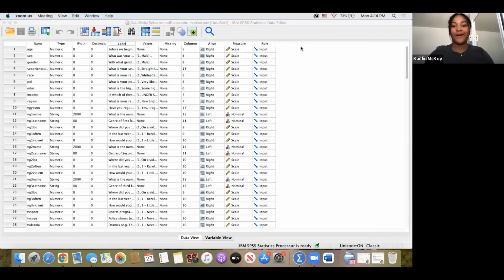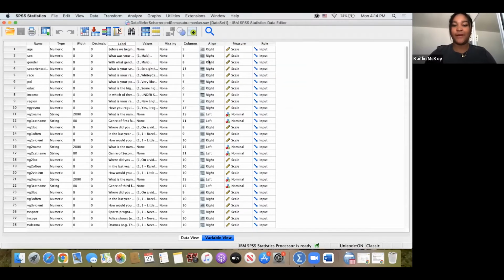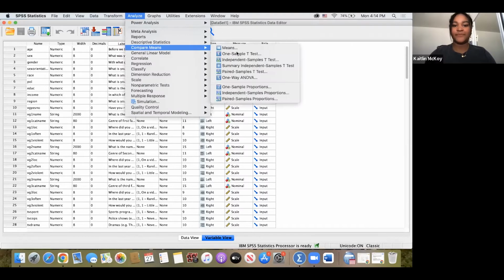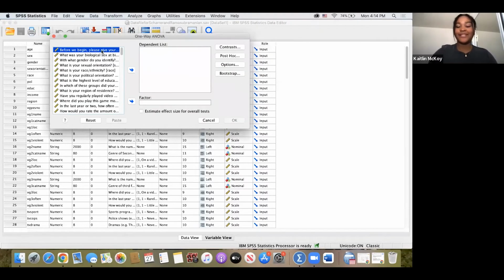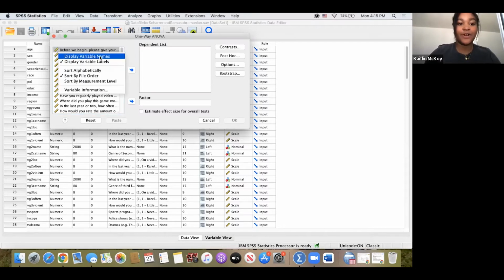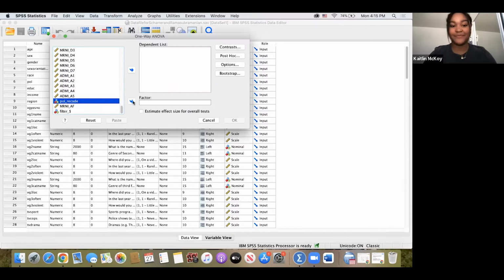Okay, so step 1 is to go to Analyze, Compare Means, and One-Way ANOVA. Similar to what we did in the t-test, we're going to select a grouping variable to the Factor dialog. So I'm going to change these to variable names just so it's a bit easier to read. And we're going to move over the political recode from a few videos back into the Factor.